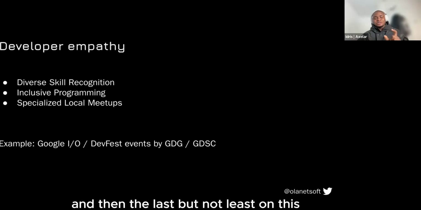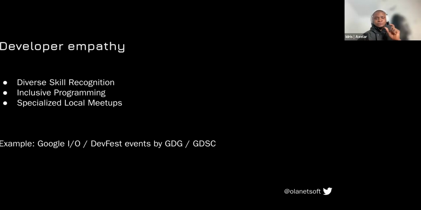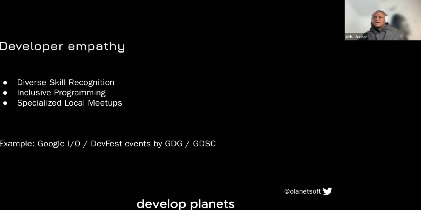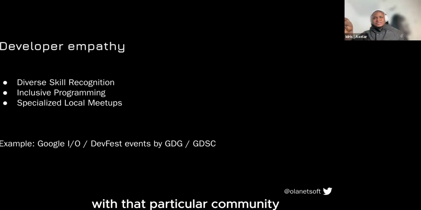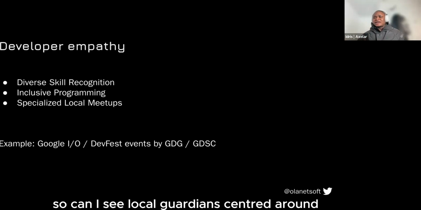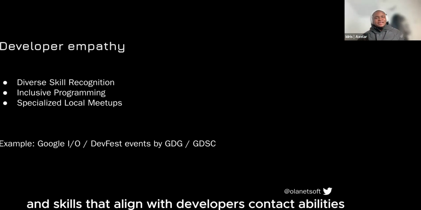And then last but not least, specialized local meetups. Organizing local meetups is another way for you to understand developer needs and specific things aligned with that particular community. So, organizing local gatherings centered around specific technologies and skills that align with developers' current abilities.